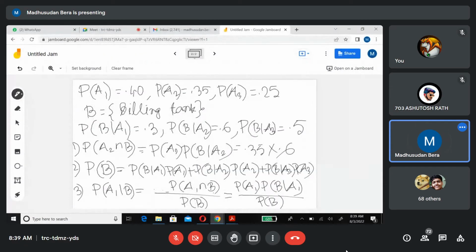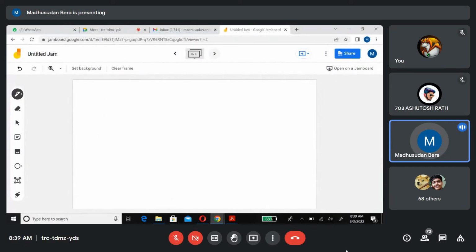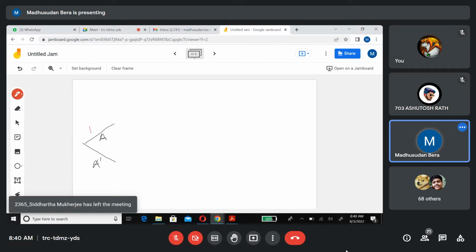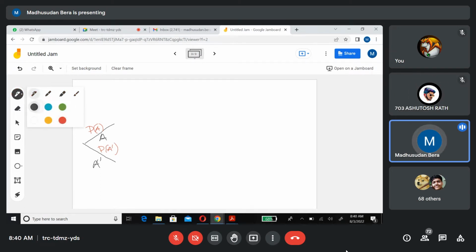So the first generation is A and B. We'll start this way, either A or A dashed. Below this line we will write the event, and above we will write the corresponding probabilities. So P of A, P of A dash. After that, B occurs. So B may happen or B may not happen. B or B dash.